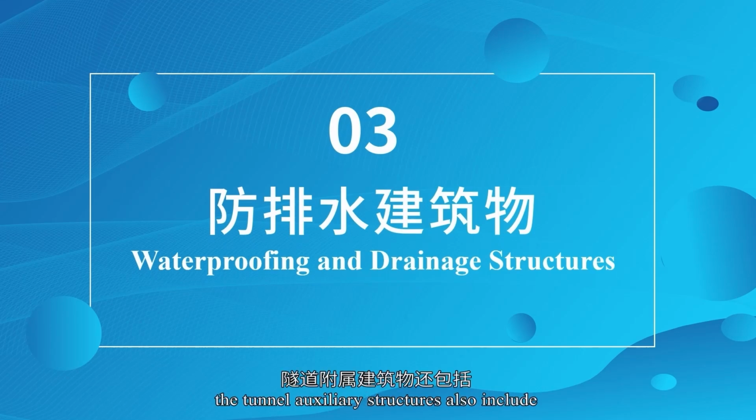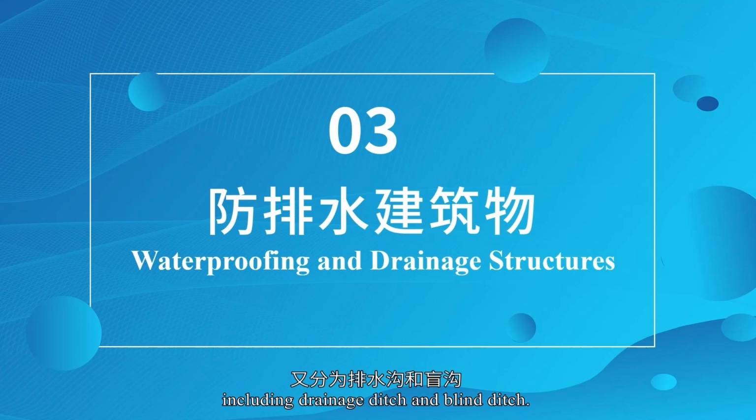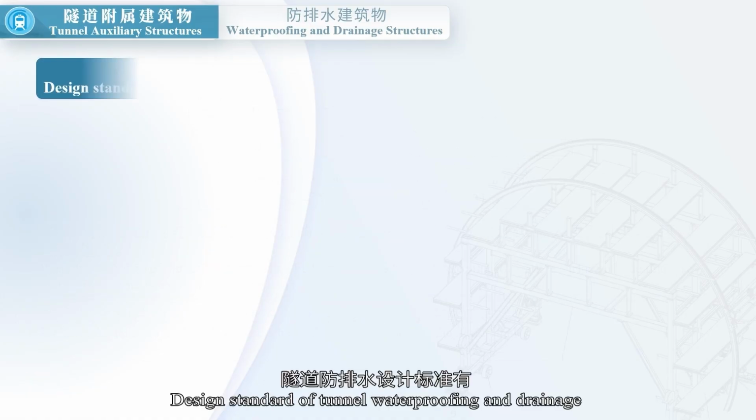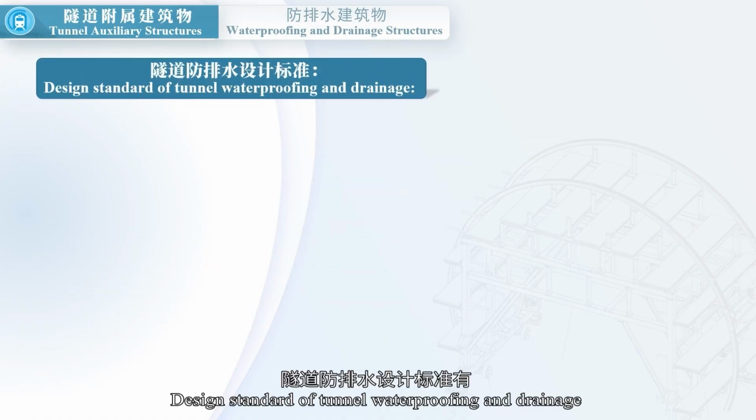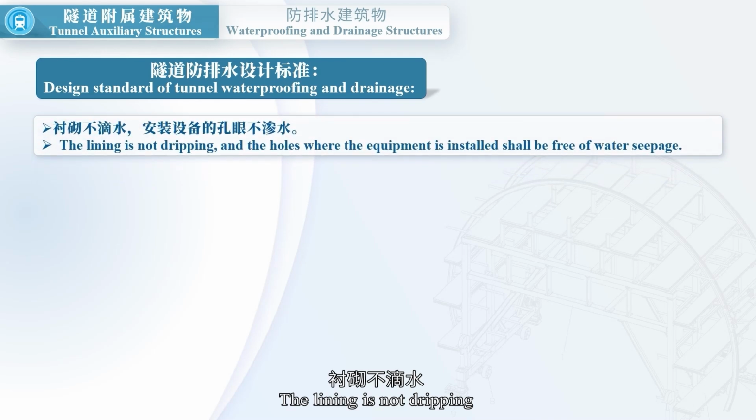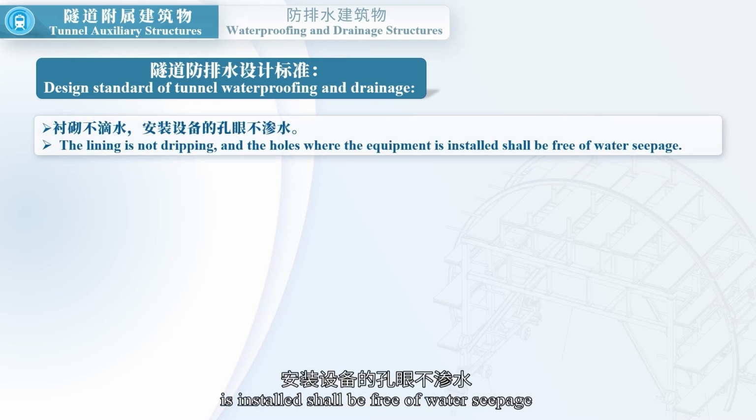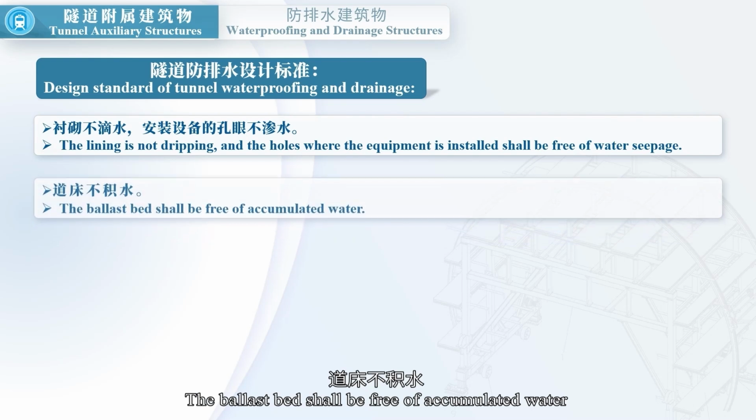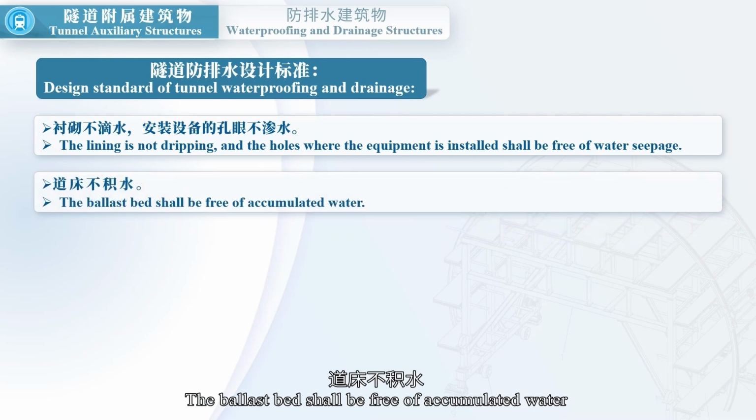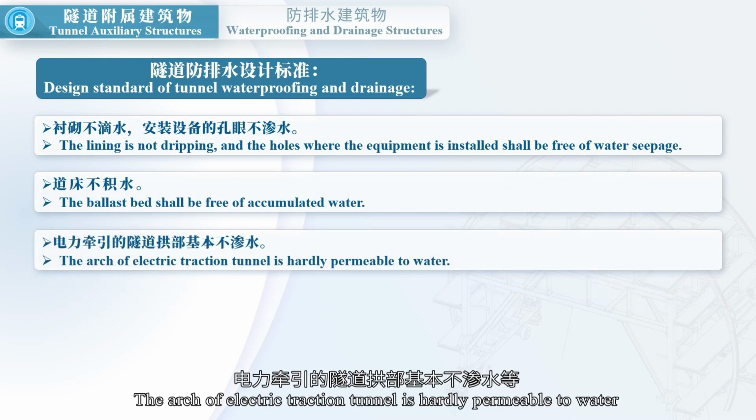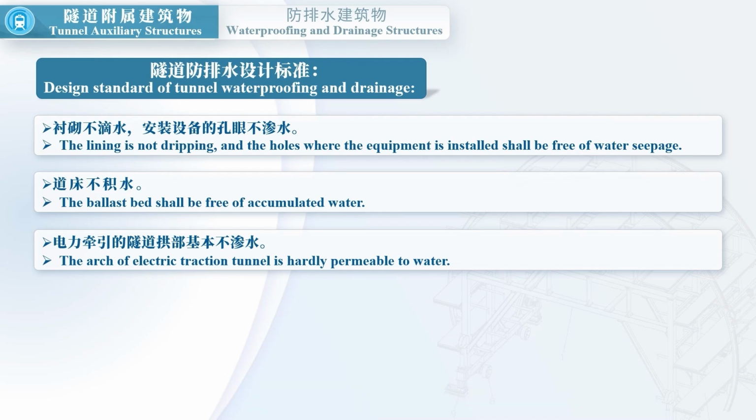In addition, the tunnel auxiliary structures also include waterproofing and drainage structures, including drainage ditch and blind ditch. Design standard of tunnel waterproofing and drainage: The lining is not dripping, and the holes where the equipment is installed shall be free of water seepage. The ballast bed shall be free of accumulated water. The arch of electric traction tunnel is hardly permeable to water.